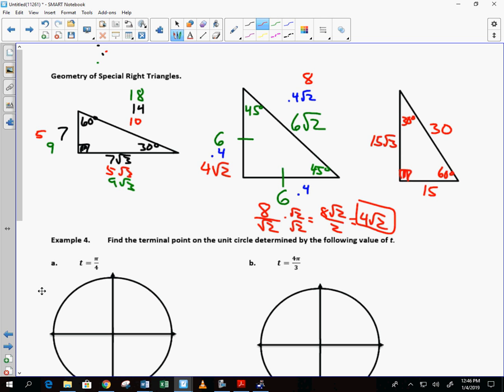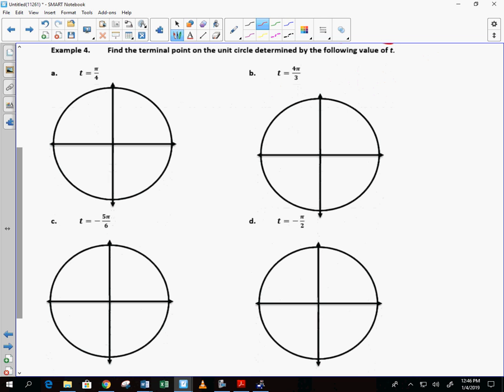Good. Now let's find those terminal points that we talked about. Given a t value or a theta value of pi over 4, what we want to do is come up with the terminal point at that location. First of all, I have to figure out what angle is pi over 4. What degree measure? 45. Draw a 45-degree angle. I drop a height or an altitude from that point to the x-axis. Always go to the x-axis. Got it?